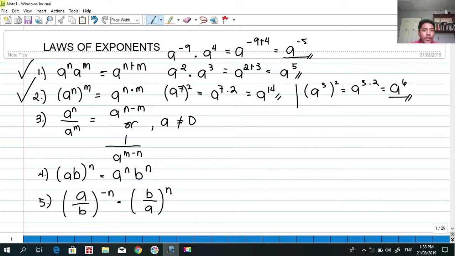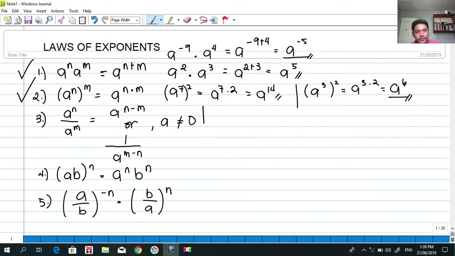And for number 3, if we have a raised to a certain integer m divided by a raised to n, we can simplify that as a raised to m minus n, or we're going to have 1 over a raised to n minus m, wherein a should not equal 0, because 0 raised to a number is not actually acceptable. So, let's try to have an example.